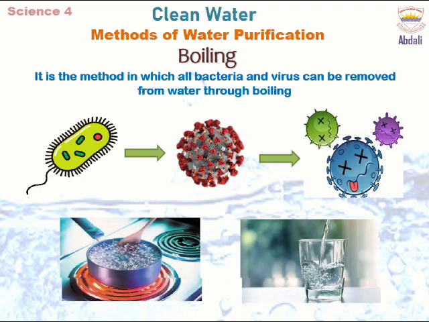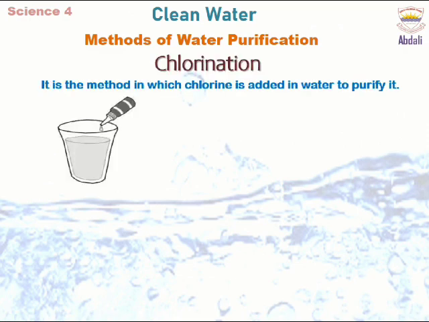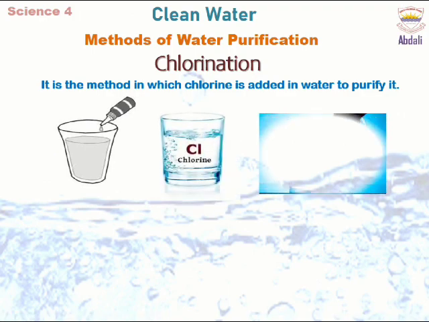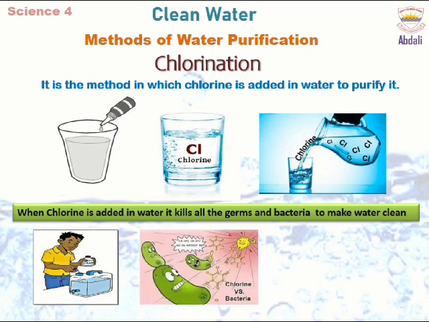Move on to the next method, which is chlorination. It is the method in which chlorine is added to water to purify it. When chlorine is added to water, it kills all the germs and bacteria to make water clean.